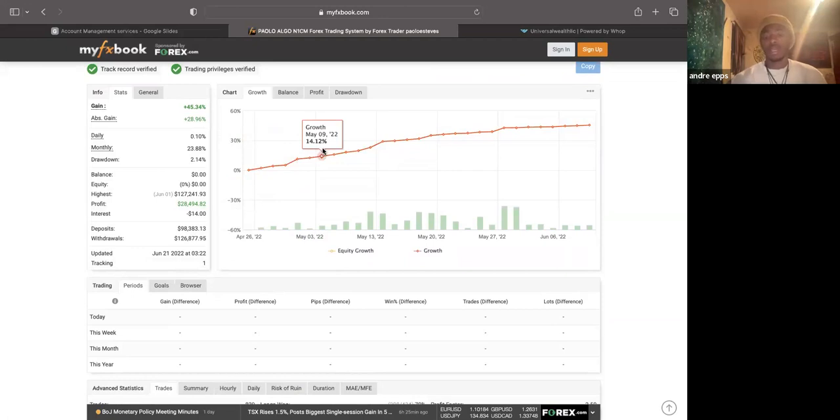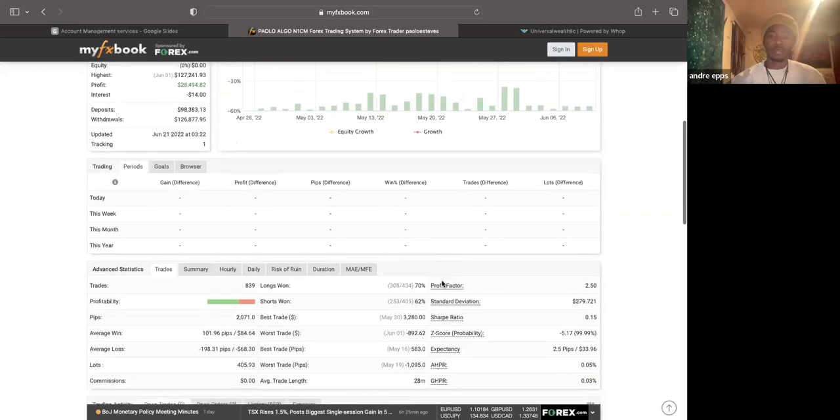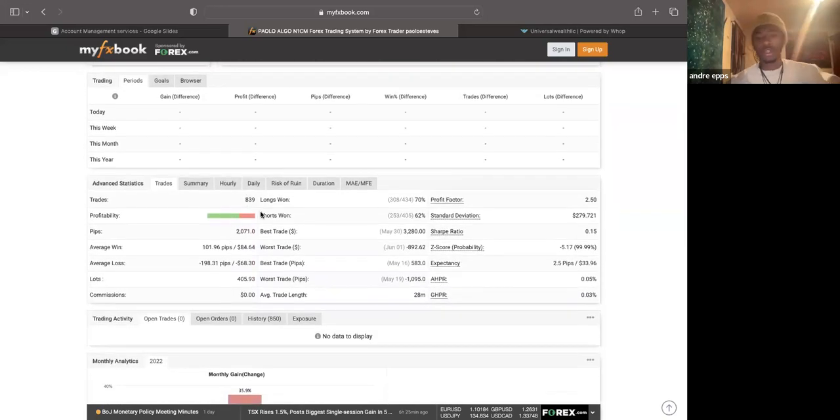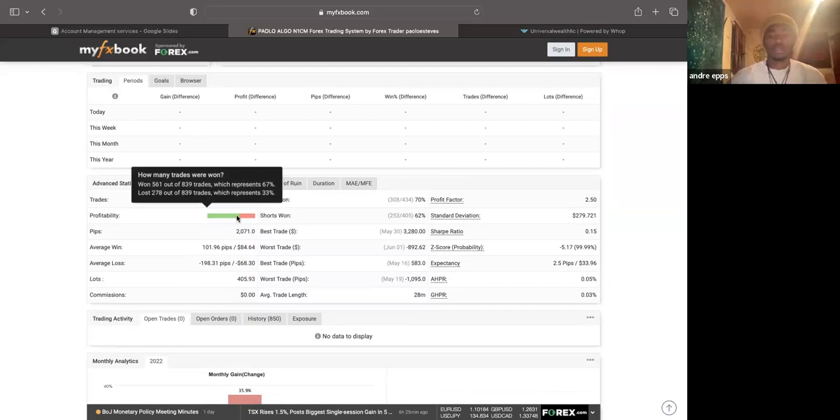So that's pretty much in the span of, let me think about this. That's 13 days. We generated 14%. And by the time we went to that full entire month, which was April 26th, a few months actually, went April all the way to May 9th, we generated 45%, which is beautiful. We took 839 trades. Our win percentage was 67%. Our losing percentage was 33%. Okay. We won 70% of our buys, 62% of our sells.